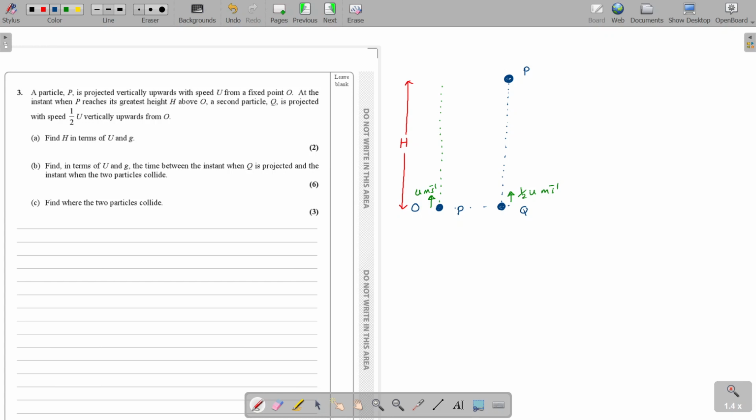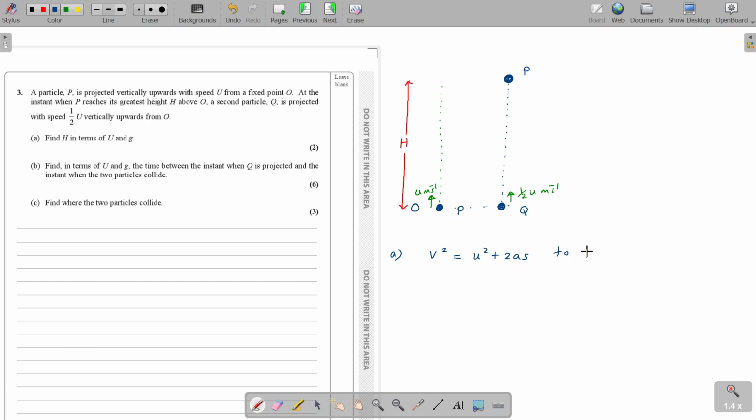What's the equation we use? We will go with particle P, right? For particle P, we can apply V square equals U square plus 2as. Okay, so how does that work?